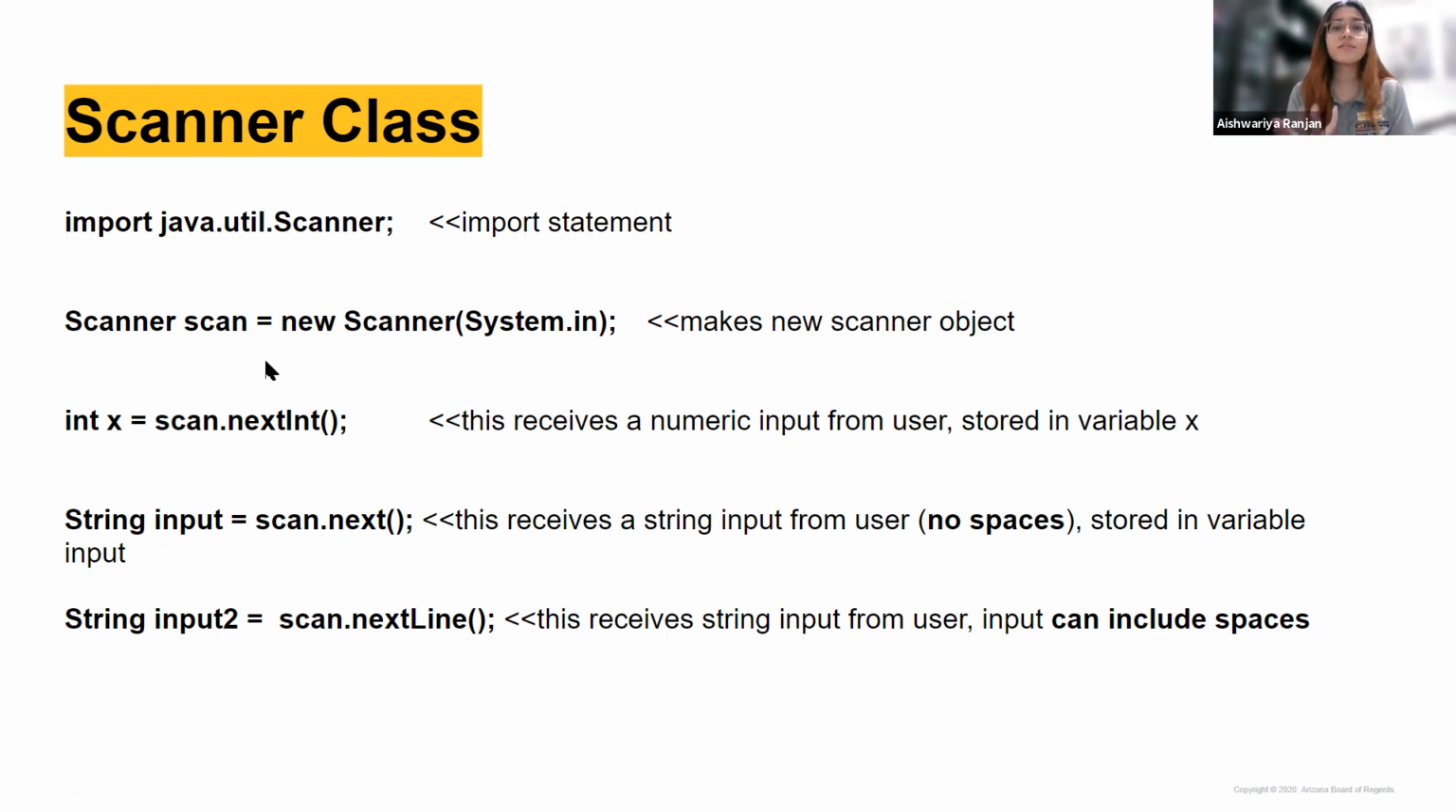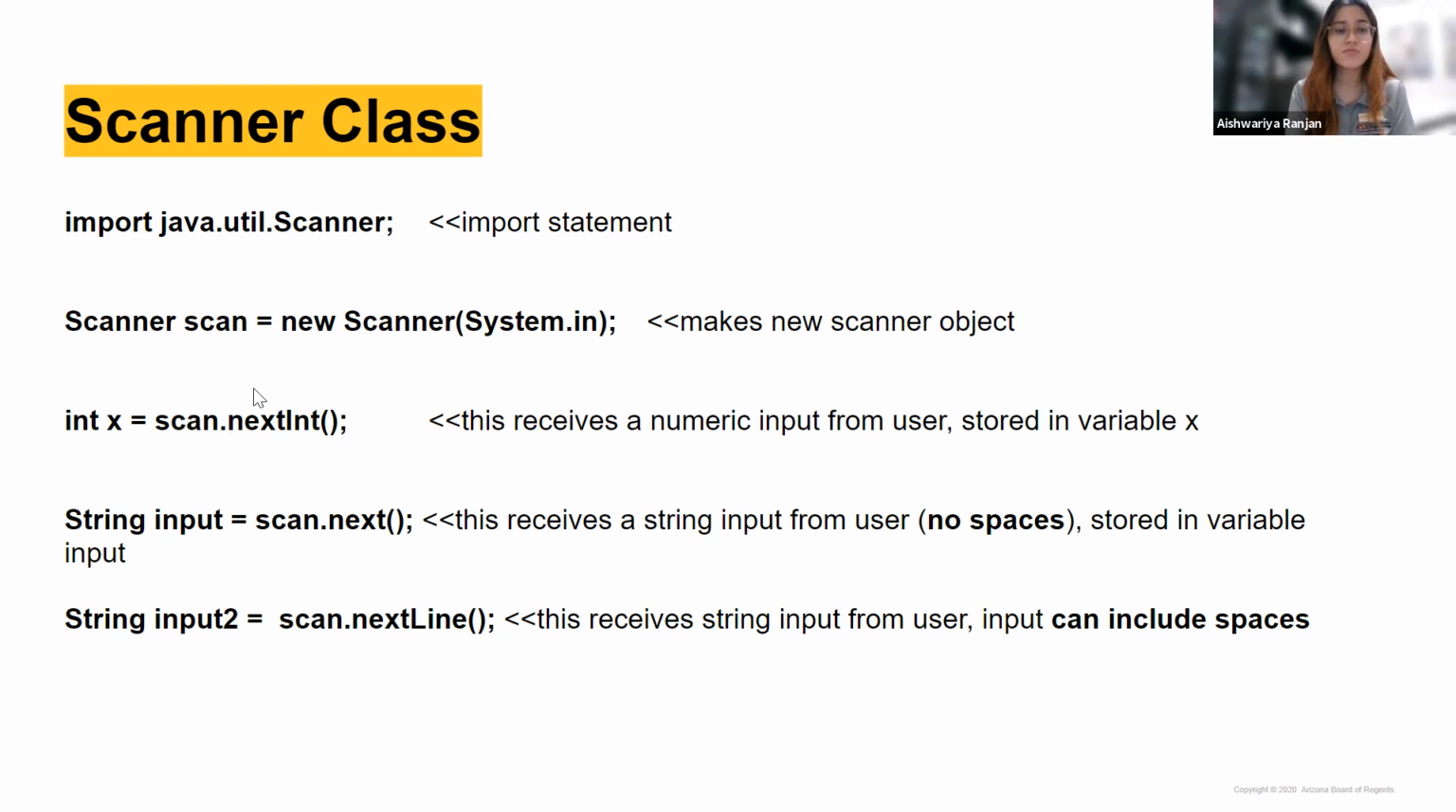Now you receive the user input, but you need to store it somewhere, right? So you're gonna create a variable. It could be an int or a string or anything. So int x equals scan.next. And if my user input is a number, then I would use scan.nextInt. It receives only numerical inputs. And this input is then stored into x.